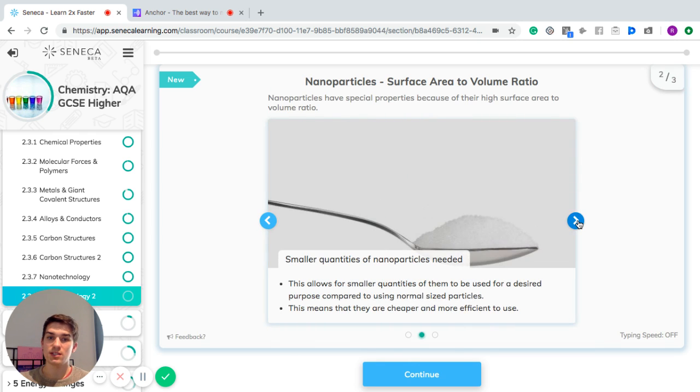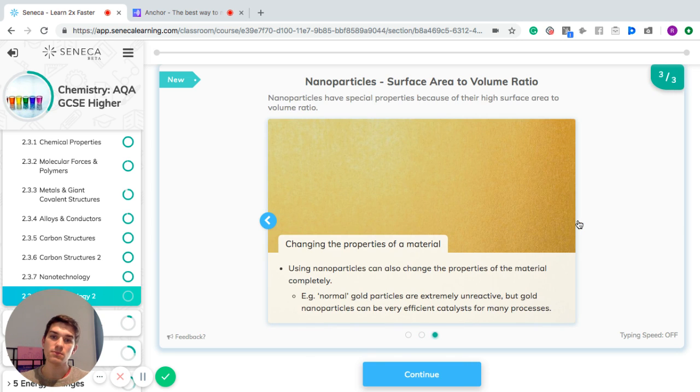And smaller quantities of nanoparticles are needed because of this. So comparing it to normal sized particles, you need fewer nanoparticles, which means that they're cheaper and more efficient to use. And the properties of a material completely change once they become nanoparticles.